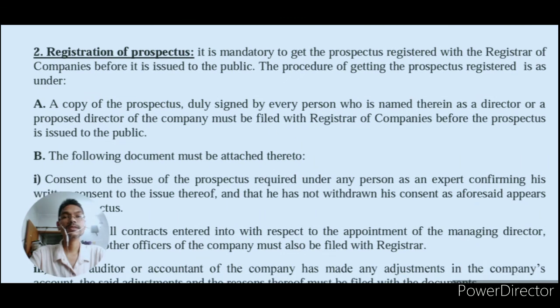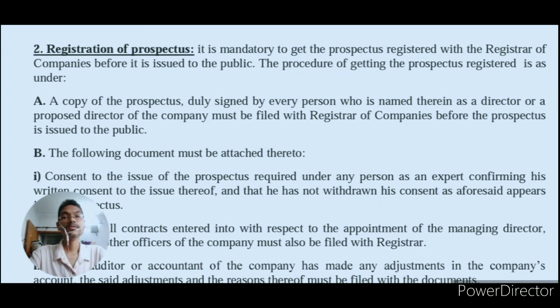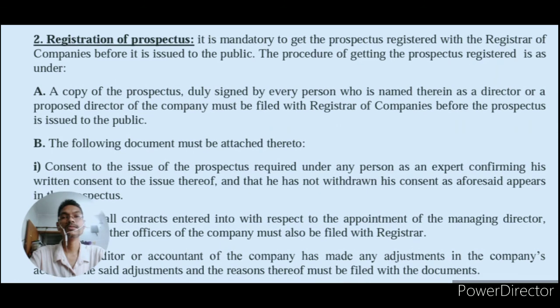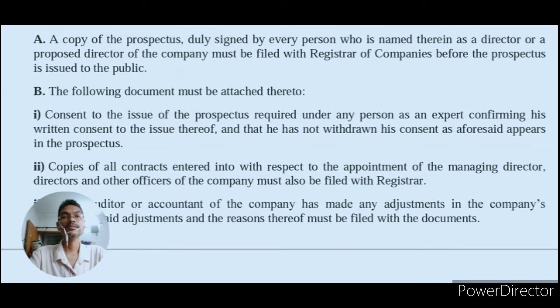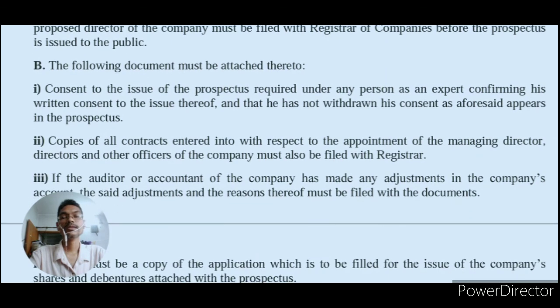A copy of the prospectus, duly signed by every person who is named therein as a director or proposed director of the company, must be filed with the Registrar of Companies before the prospectus is issued to the public. B. The following documents must be attached thereto. 1. Consent to the issue of the prospectus required from any person named as an expert, confirming his written consent to the issue thereof, and that he has not withdrawn that consent.